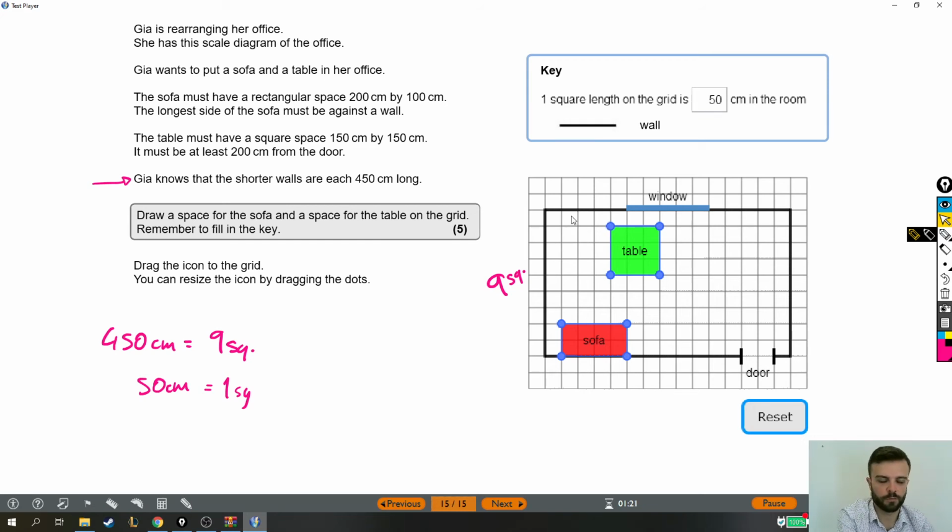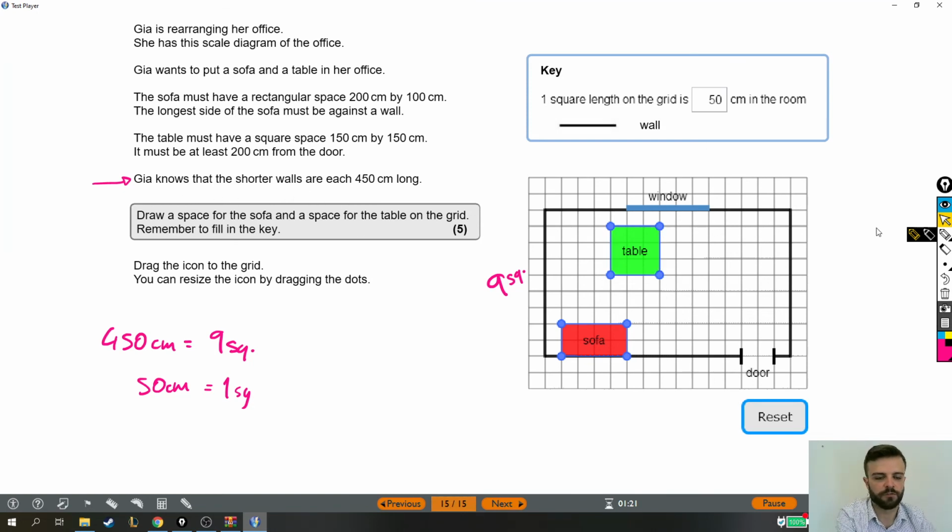Now with this type of question, it's worth just having another read through after you've got your answer, just to make sure that what you've put does fit the criteria you've been given. So, she wants to put a sofa and a table in her office, fine. The sofa must have a rectangular space, 200 centimeters, 50, 100, 150, 200, that's good, by 100 centimeters, 50, 100, that's good. The longest side of the sofa must be against a wall, great. The table must have a square space, 150 by 150, 50, 100, 150, that's good. And it must be 200 centimeters from the door, that's fine.